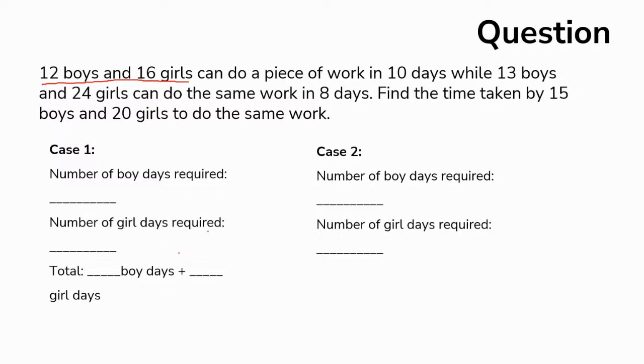can do a piece of work in 10 days, while 13 boys and 24 girls can do the same work in 8 days. Find the time taken by 15 boys and 20 girls to do the same work.